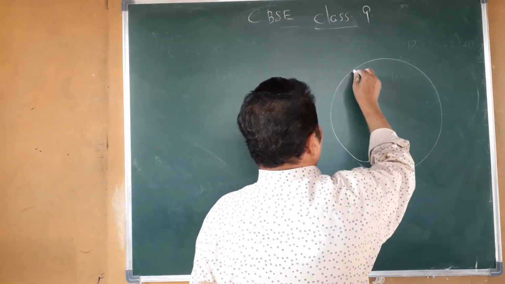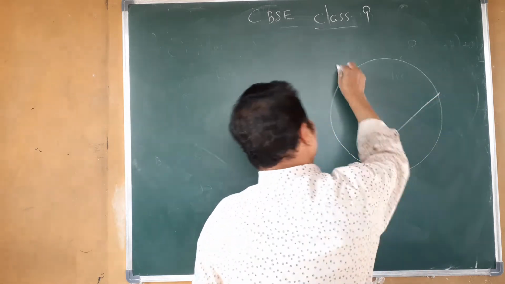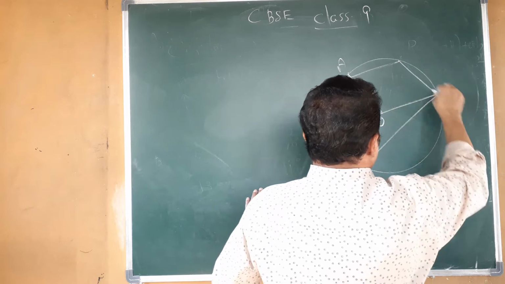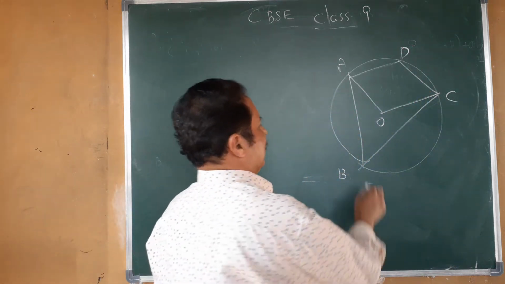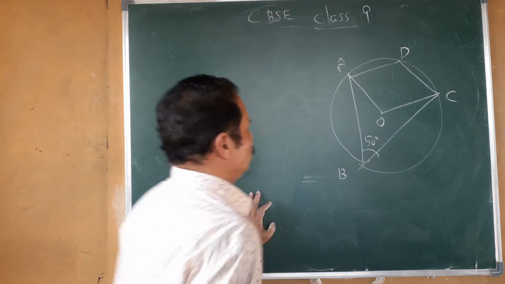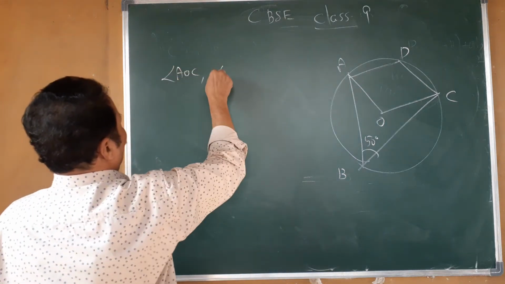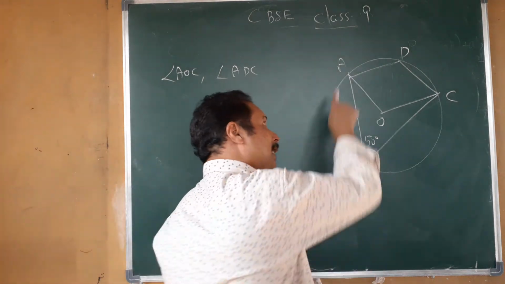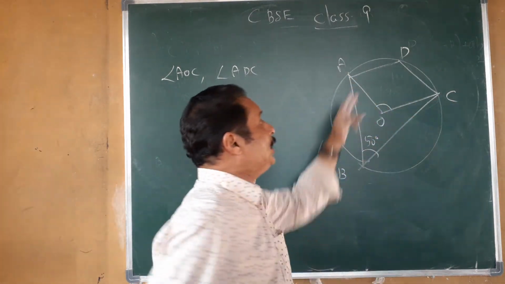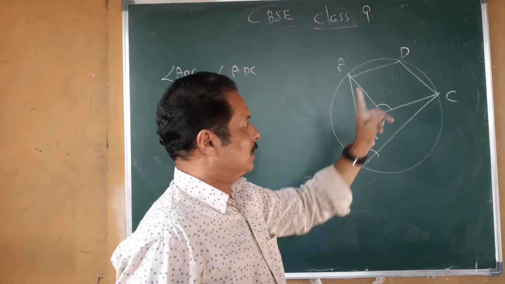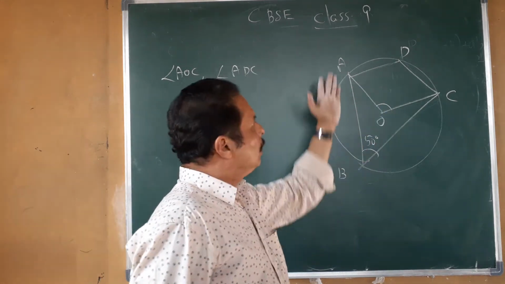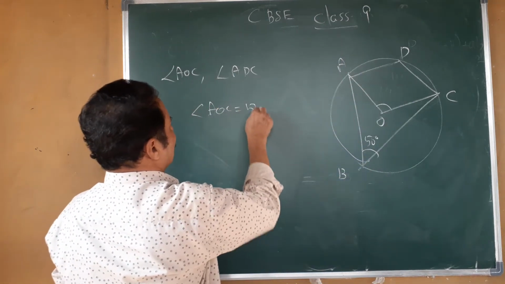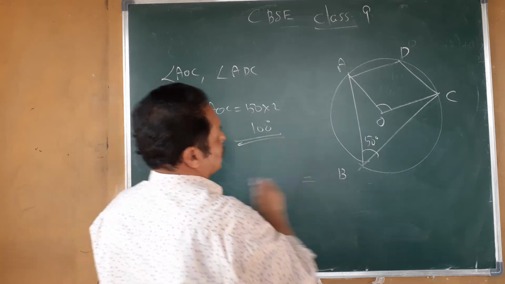Another circle is given with the same names A, B, C, central angle O, and here it is D. Same figure. The question is, it is given here 50 degrees. You want to find angle AOC and angle ADC. It is similar to the previous question, and AOC is 50 into 2. In the previous problem you studied this angle is half of that angle, so that angle is double of this angle. So AOC is 50 into 2 equals 100.